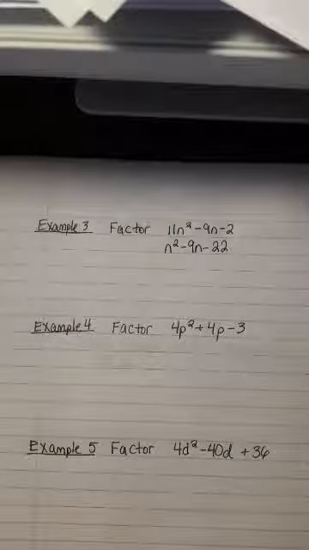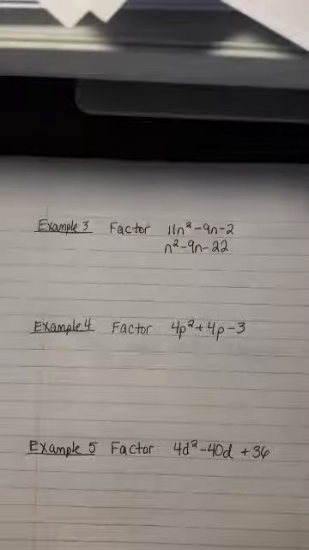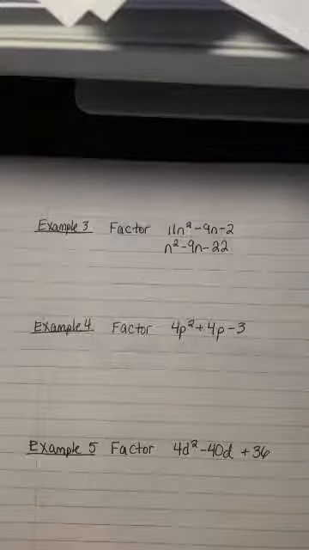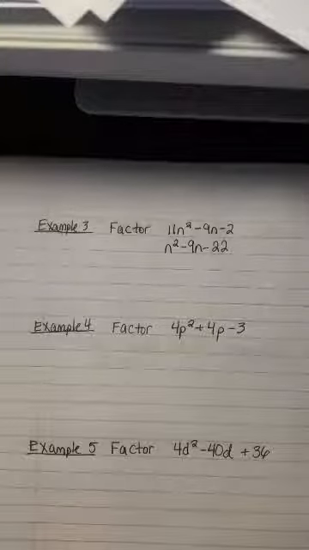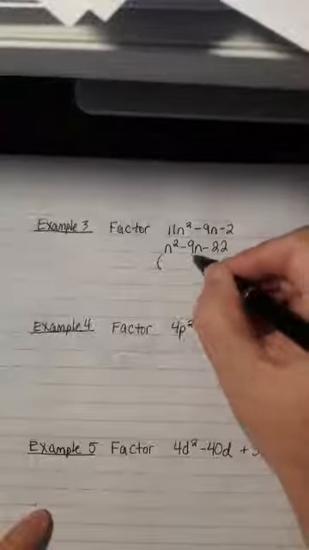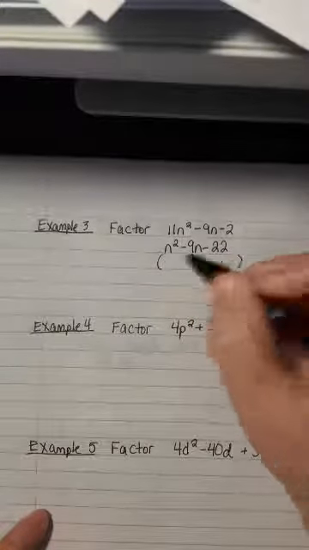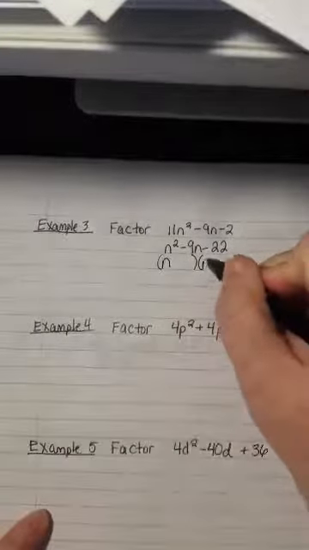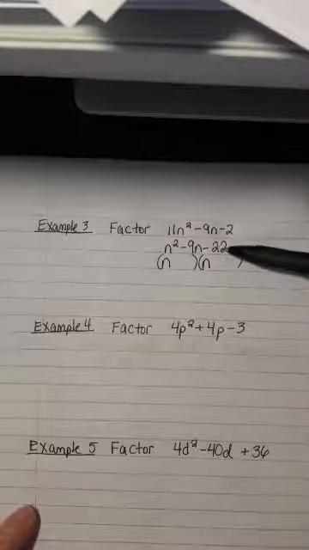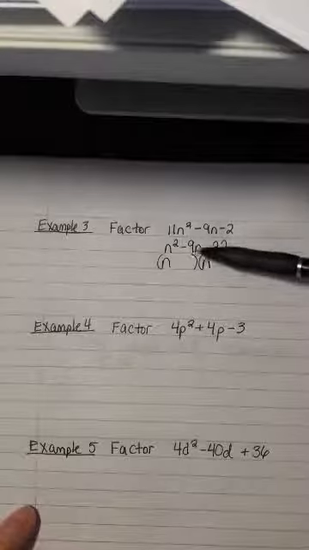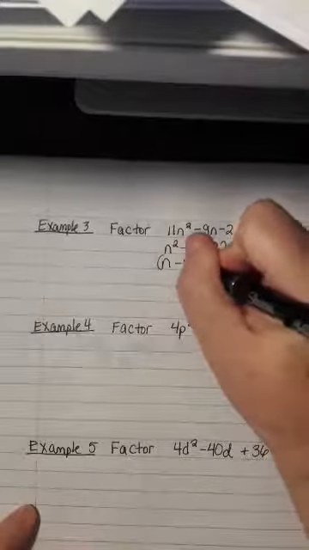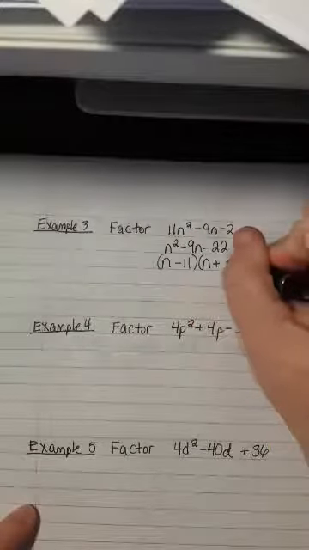All right, now we're ready to factor. Just remember, slide, factor, divide, bottoms up. So now we're going to split our n's apart. You're looking for two numbers that multiply to give you a negative 22. And when you add them, you have to get a negative 9. So that's going to be a minus 11 and a plus 2.